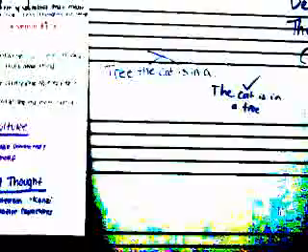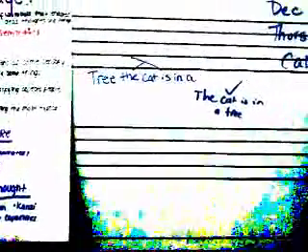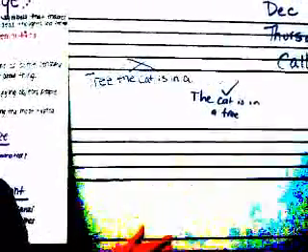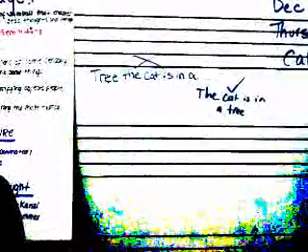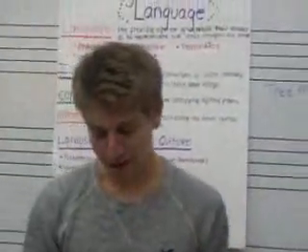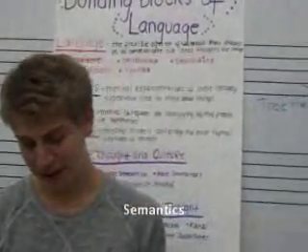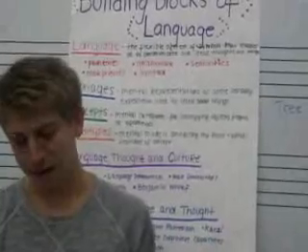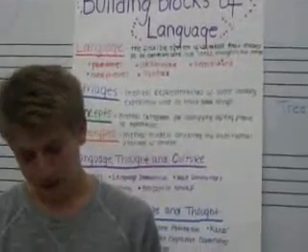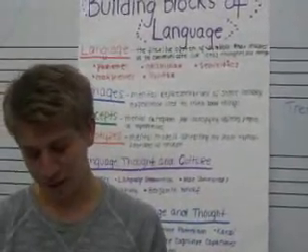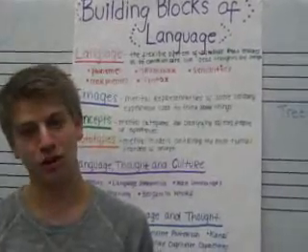So something like a sentence, tree the cat is in a, doesn't make any sense. But if we say the cat is in a tree, that makes sense. You understand what it is and what it means. The second component is semantics, which describes how meaning is assigned to morphemes, words, phrases, and sentences. Surface structure is particular words and phrases, and deep structure is underlying meaning.